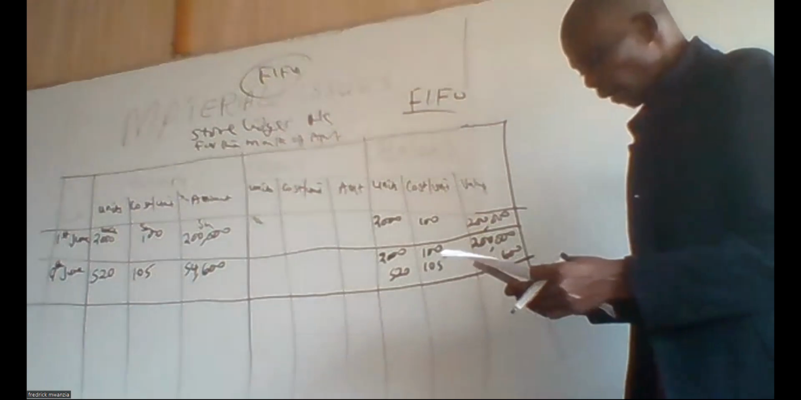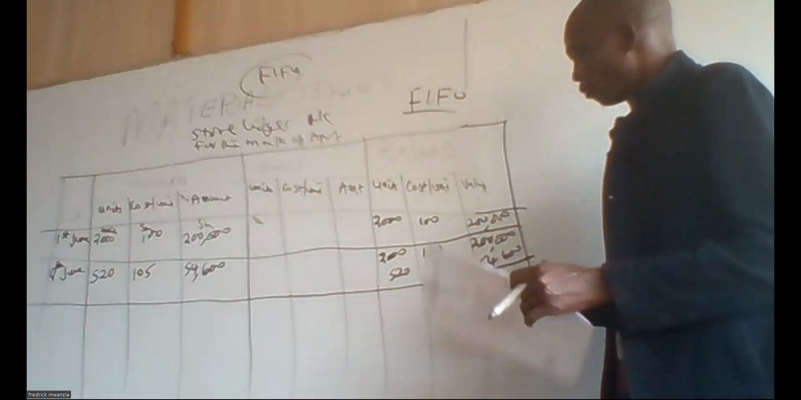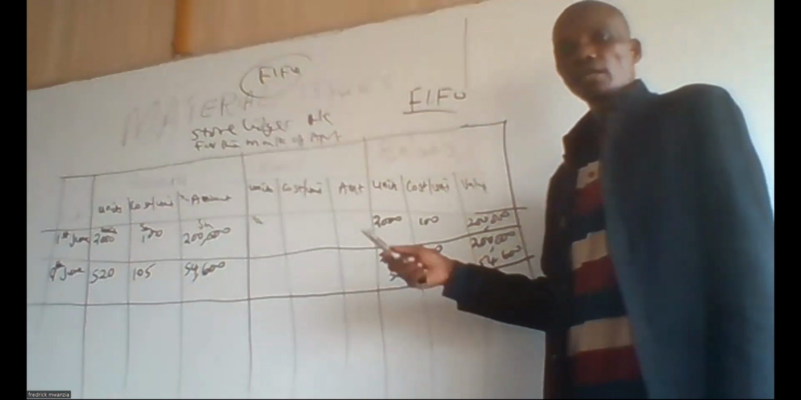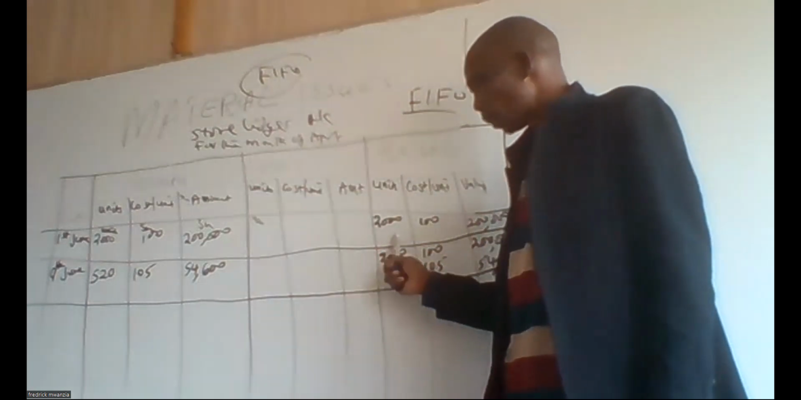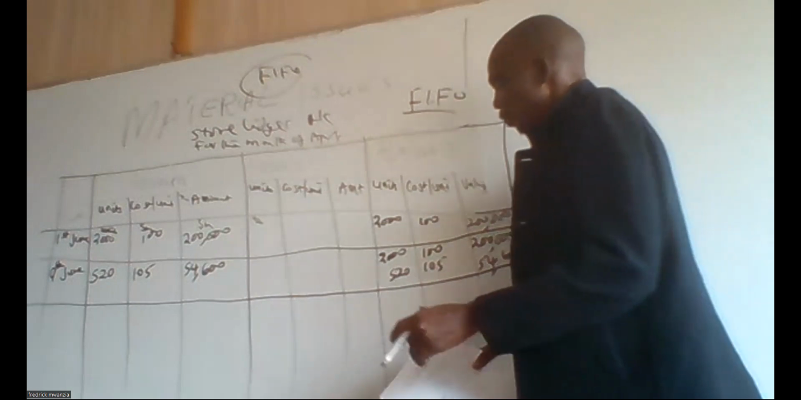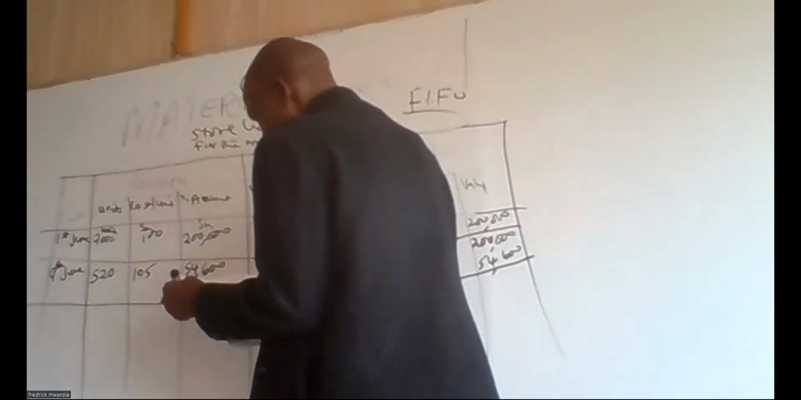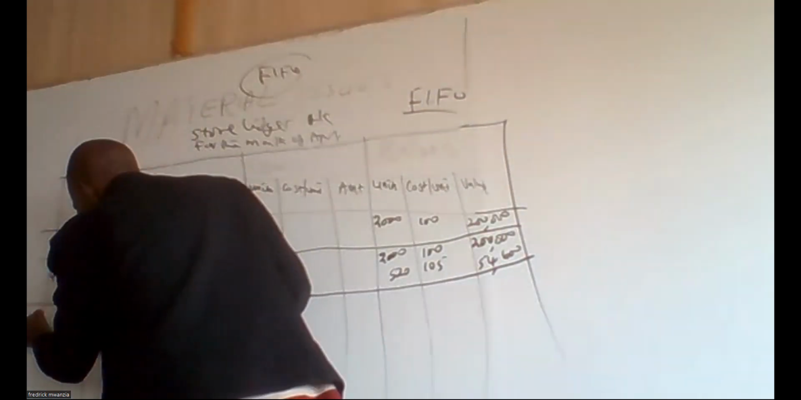Now, at this juncture, we will go to issue 1,400. You can see all of the 1,400 can be issued from the 2,000. So we're going to do it here. We are going to write the date here, and the date is 10.